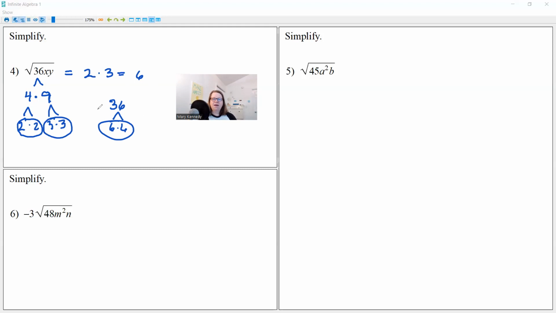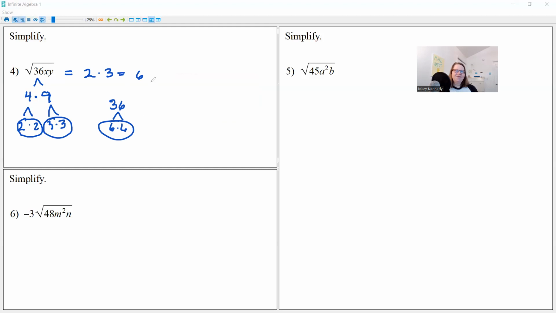Now the x and the y, let's think about that. So underneath the square root, we still have x and y. Well, think about what that means. That means there's 1 x times 1 y. There's not a pair of x's. There's not a pair of y's. Therefore, in the answer, we're just going to have the square root of xy still. So it is 6 times the square root of xy is the answer to this, as the square root of 36xy.